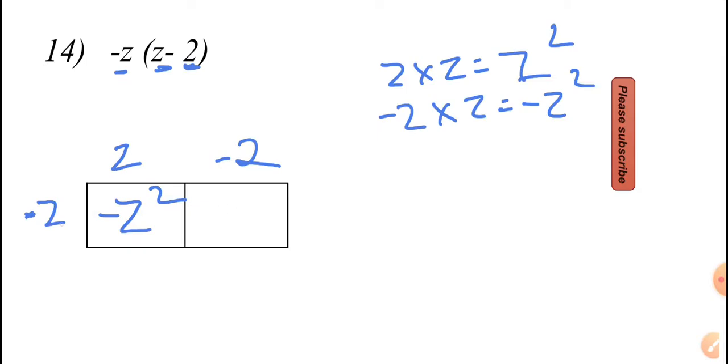And then we have to do minus z times minus 2. So there we're multiplying two negative numbers. So it's the same as saying 2 times z, which is 2z. So the final answer will be minus z squared plus 2z.